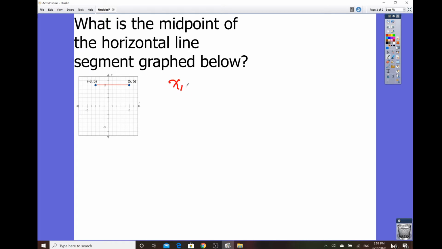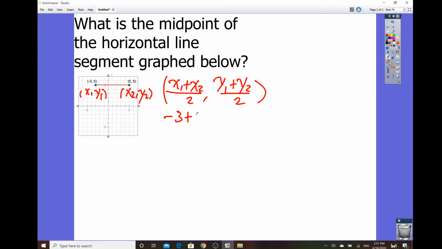So the way to find a midpoint is x1 plus x2 over 2, comma, and then y1 plus y2 over 2. What we got here is negative 3, 5. From left to right, we got the first point, x1, y1. Let's label it, so we start to give some names to the points. And then the other one is called x2, y2. Basically what you need to do is just plug in the numbers to find the midpoint. So x1, which is negative 3, plus x2, 5, over 2. And then y1 plus y2, so we got 5 plus 5 over 2.